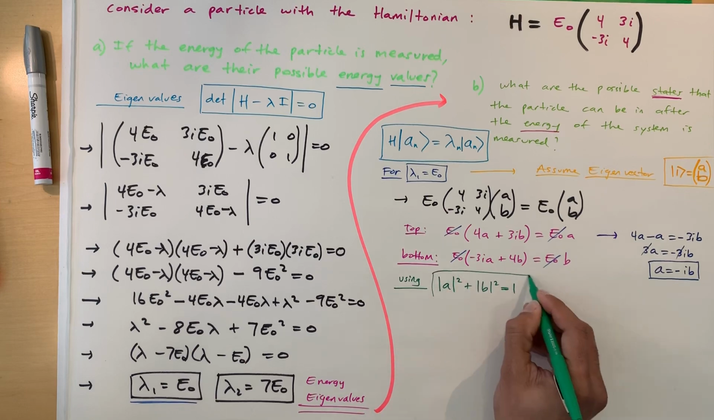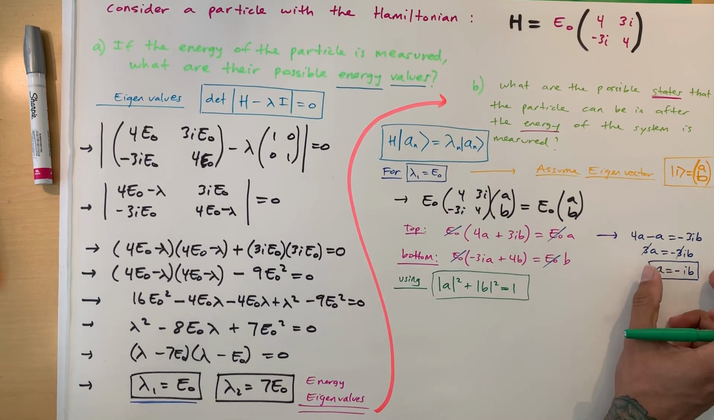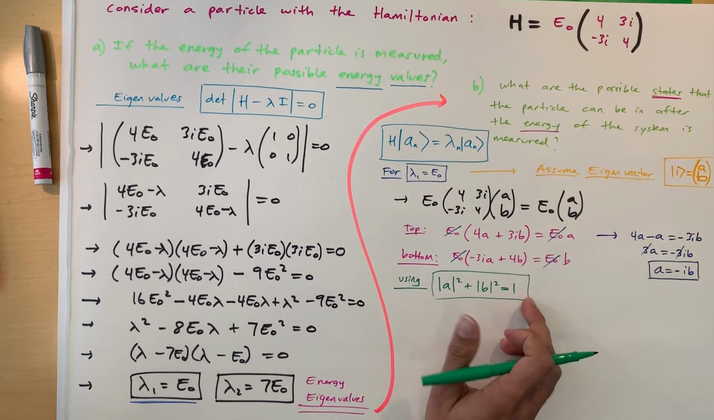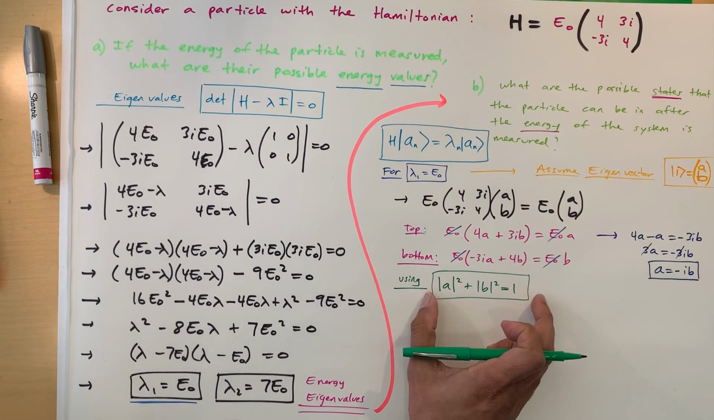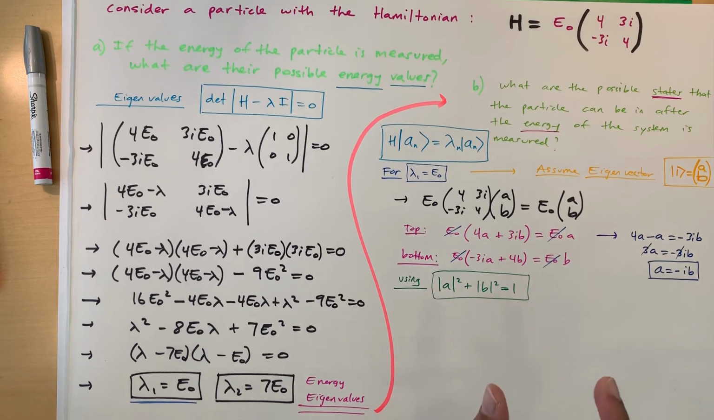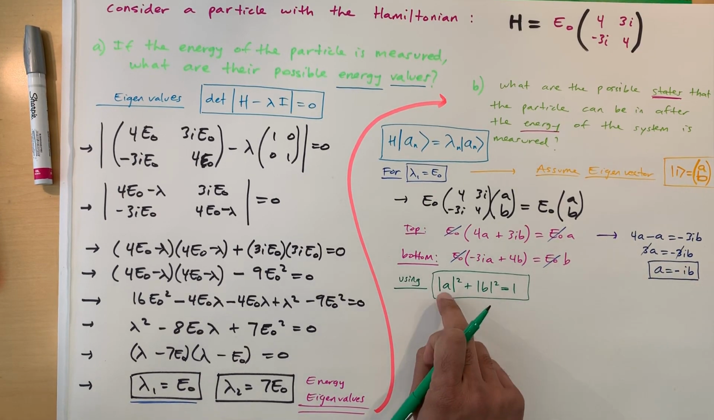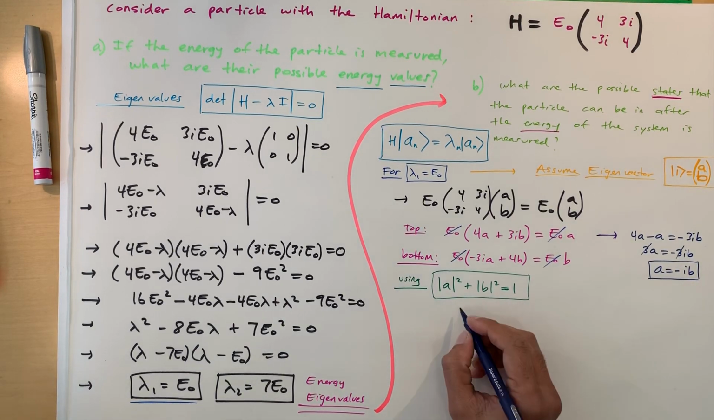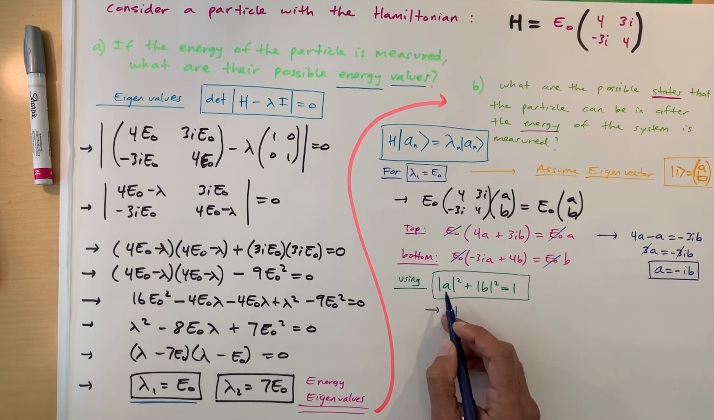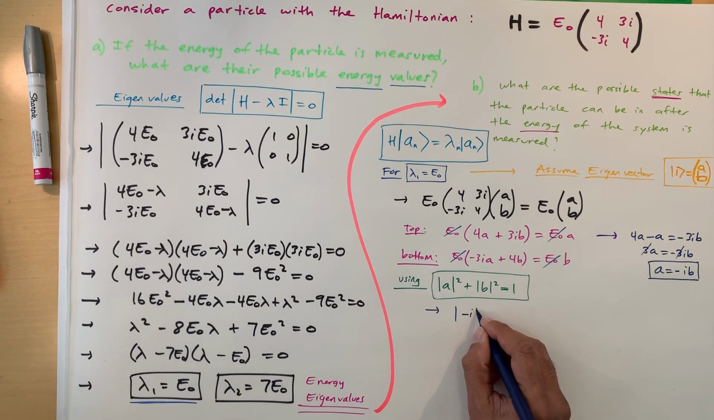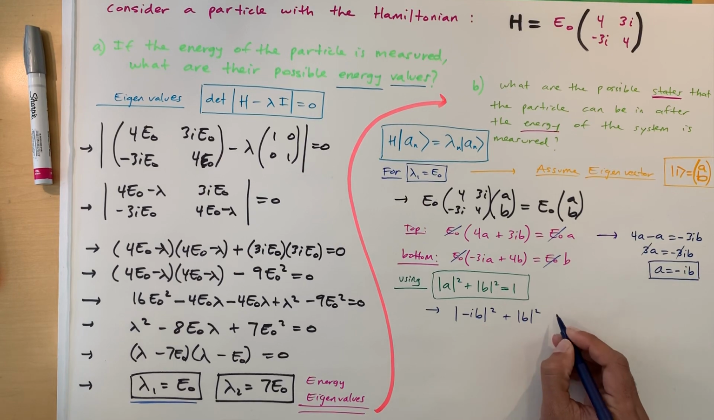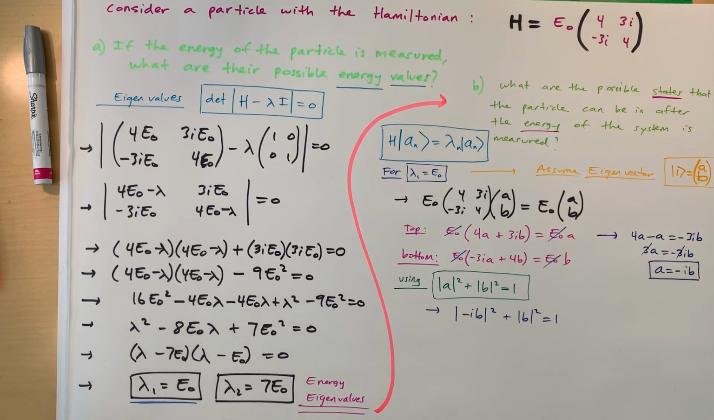Okay, so it's important that we normalize this value that we just got to fit within our parameters. Using this will do that for us. Let's plug in a into here and see what we get. We're going to get a is equal to negative ib squared plus b squared equal to 1.